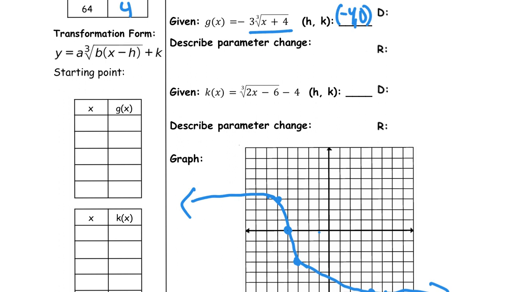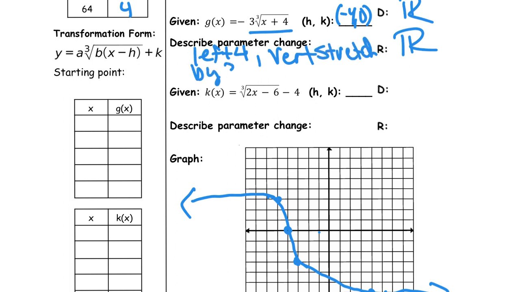Domain. Range. Don't you love that? Let's describe our changes this time. How did we move it? Left 4, vertical stretch by 3, and reflect over the x-axis. We go with that?